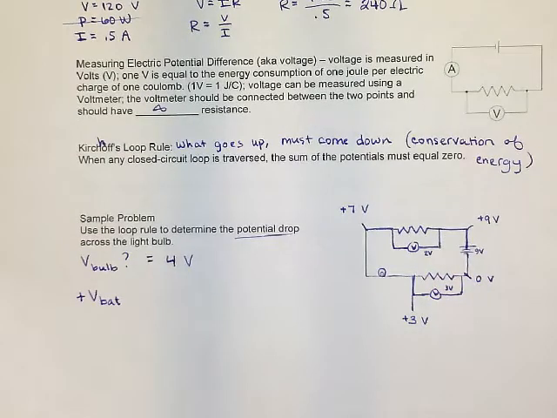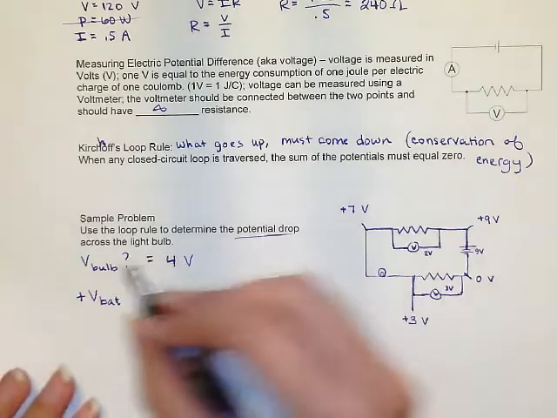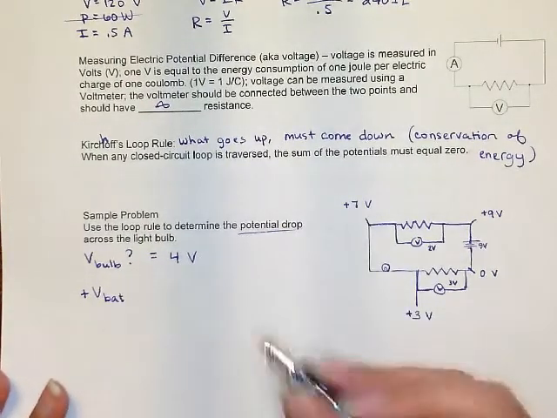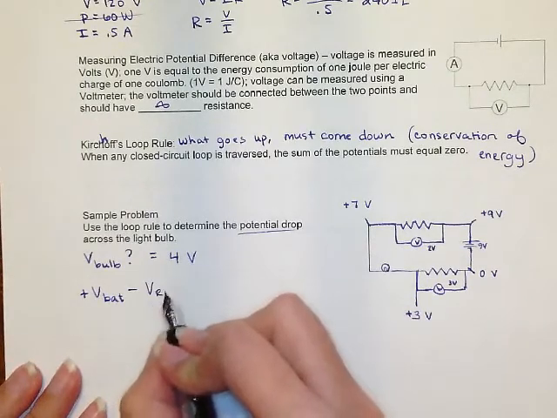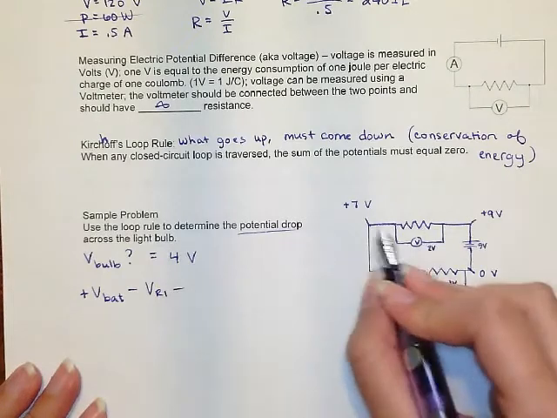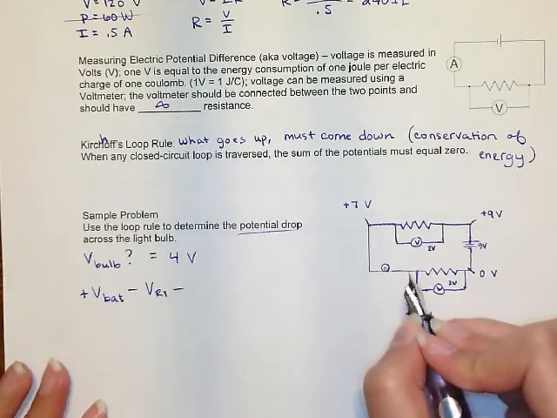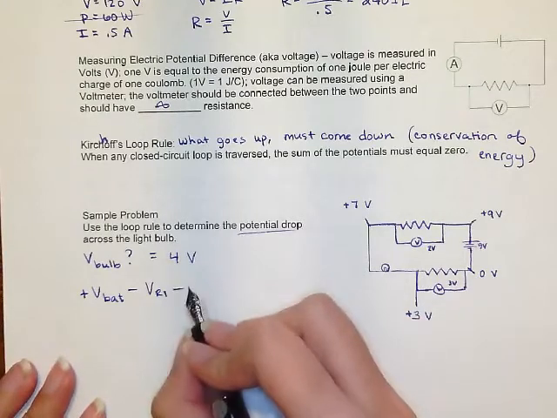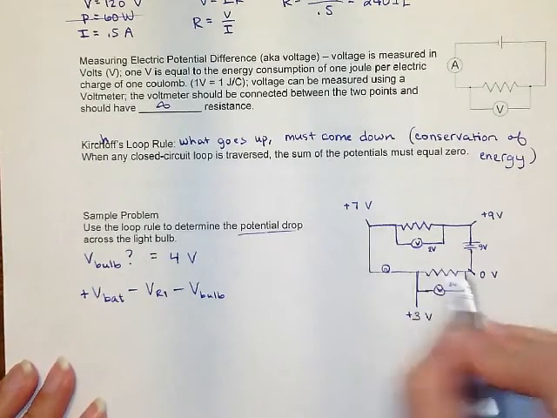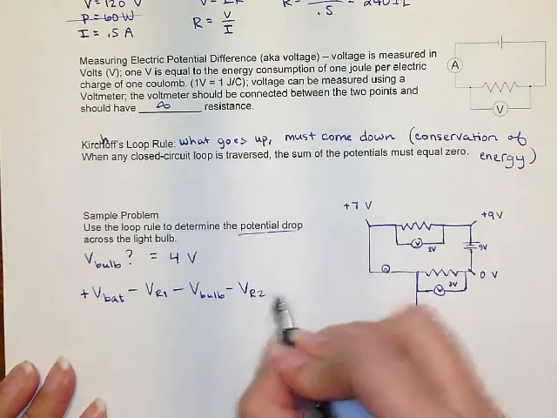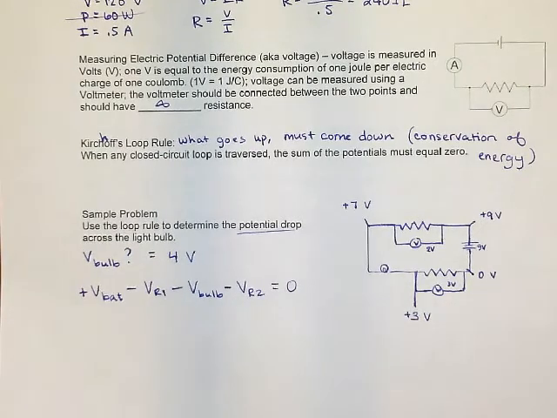As we pass through a resistor, is a resistor going to add energy or remove energy from the circuit? It's going to remove that electrical energy and convert it into another energy type, so it'd be minus the voltage of resistor 1. Then we go around, and this light bulb is going to do the same thing. It's going to convert electrical energy into light. So minus the voltage across the bulb, and then minus the voltage across that second resistor. And that is going to be equal to 0.